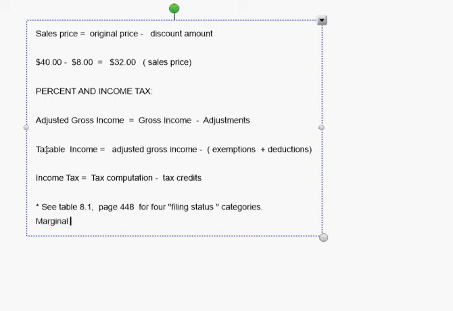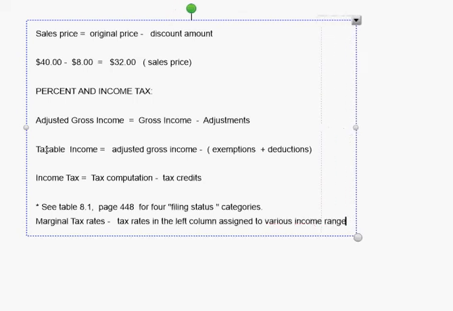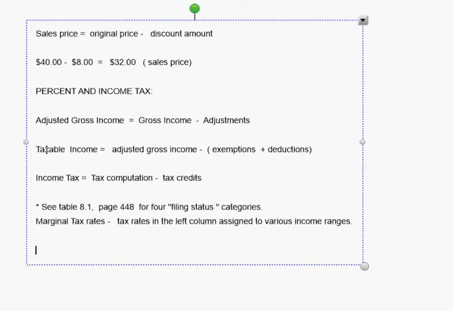Marginal tax rates. Marginal tax rates are the tax rates in the left column assigned to various income ranges. These are various income ranges.